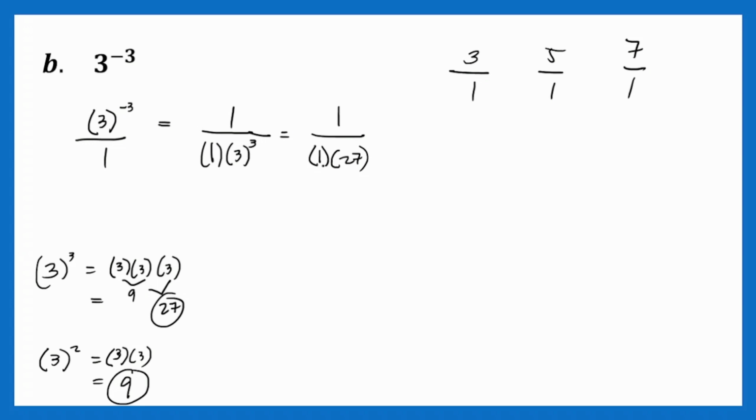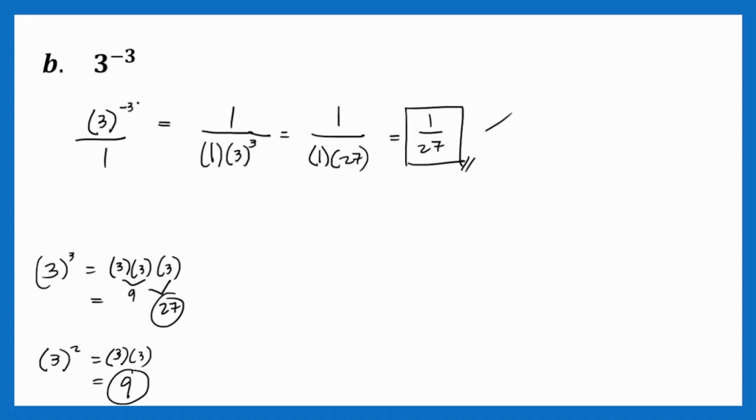So, kaya siya naging 1 times 27. And what is 1 times 27? That is 27. So, we cannot have the lowest term kasi 1 is already a prime number. So, this is now the final answer. Okay? So, yan yung complete process ng problem for letter B. Okay? So, ang 3 raised to negative 3 ay 1 over 27.